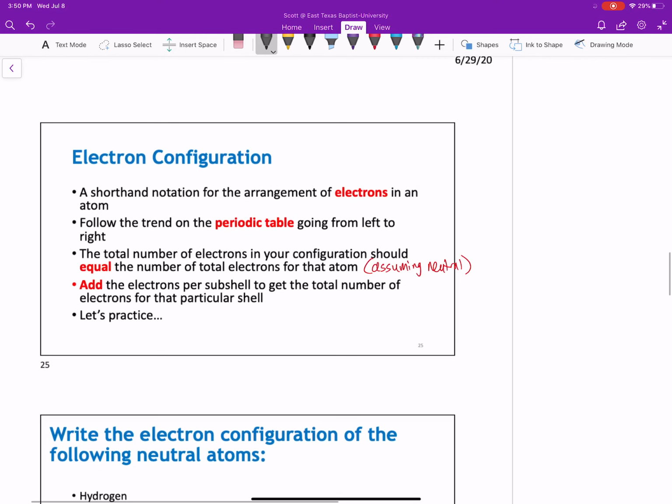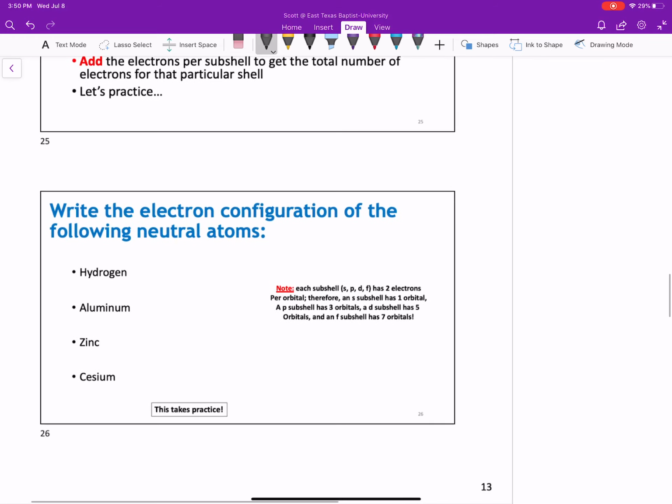So the electron configuration, as I told you, is a shorthand notation for the arrangement of electrons in an atom. Follow the trend of the periodic table going left to right, okay? The total number of electrons in your configuration should equal the total number of electrons for that atom, assuming that it's neutral. And you can actually add the electrons per subshell to get the total number of electrons for that particular shell. So let's practice, okay?